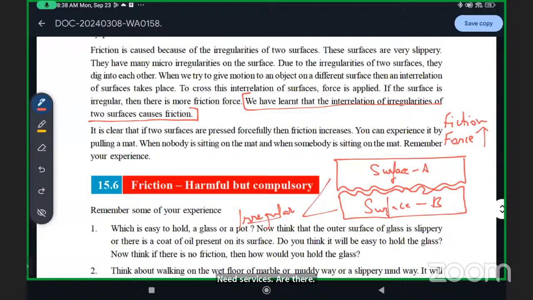Now, friction will be more on a rough surface as compared to a smooth surface. Okay. Let's move forward.